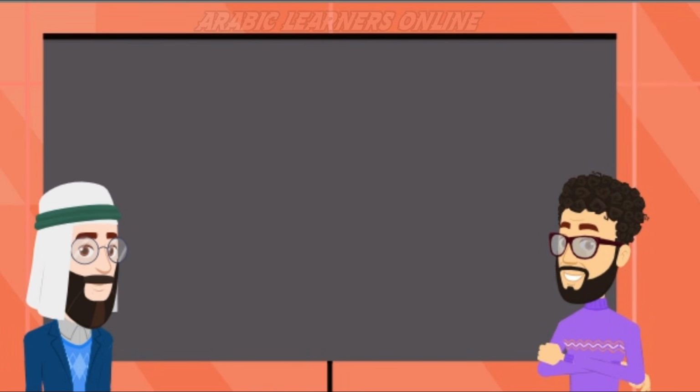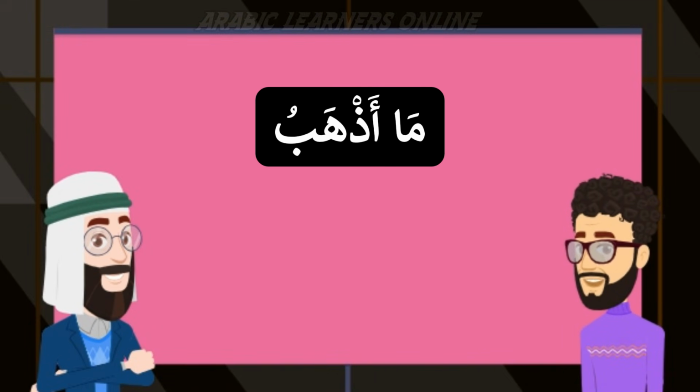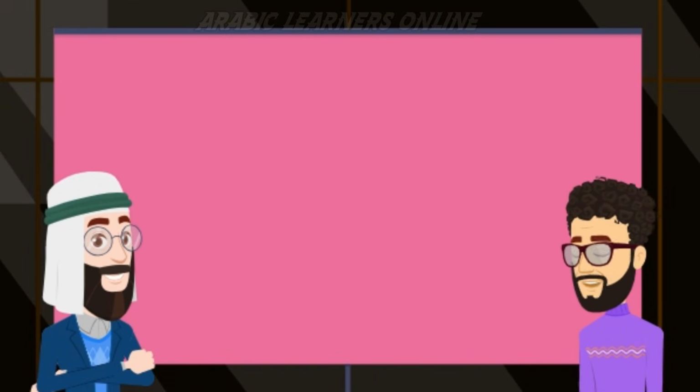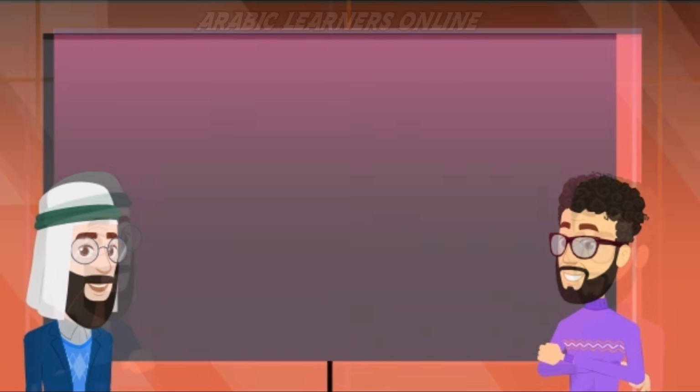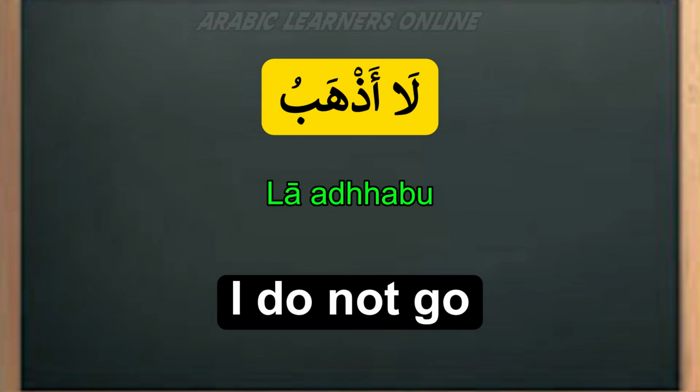Let me show you another common mistake. Mistake 2, using ma with present tense. I also said ما أذهب. I thought that meant I do not go. That is mistake number 2. You used ma with present tense. The correct version is present negation. To say I do not go, لا أذهب. لا أذهب means I do not go.